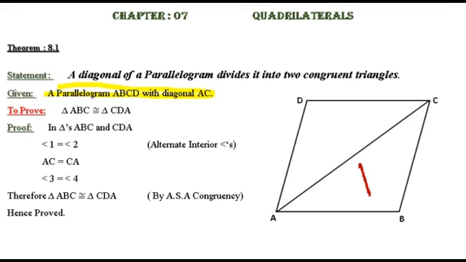So in my given, I wrote down a parallelogram ABCD with diagonal AC. In to prove, I wrote down triangle ABC is congruent to triangle CDA, which simply means this 1 and 2, triangle 1 and triangle 2. I have to prove that these two triangles are congruent to each other. Now ABC and CDA, I chose those names according to a certain correspondence. We will simplify this question, and at the end I will let you know why this correspondence. Why not ADC? Why CDA? There's a reason behind it. I will let you know at the end. So first let's move on to the proof.